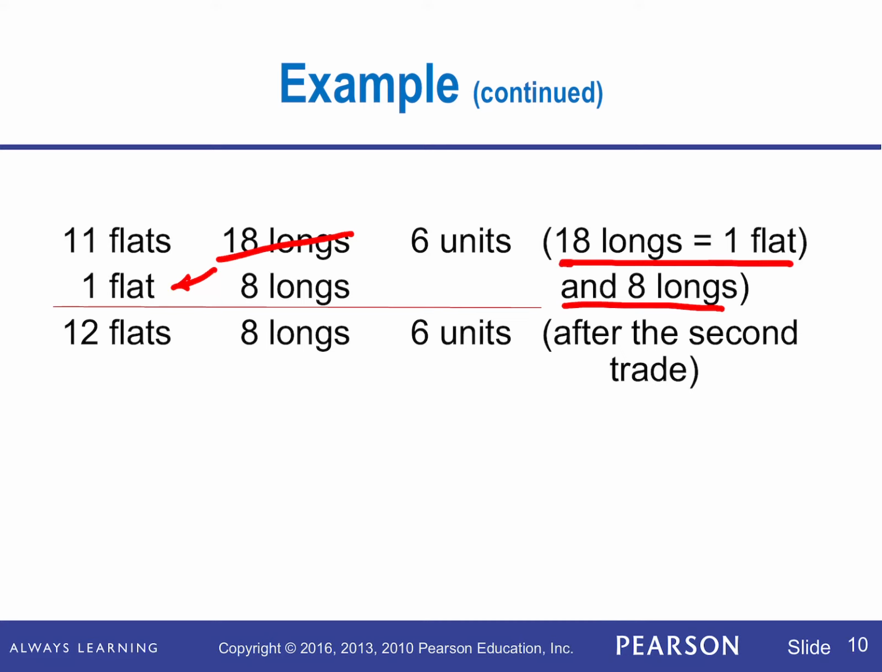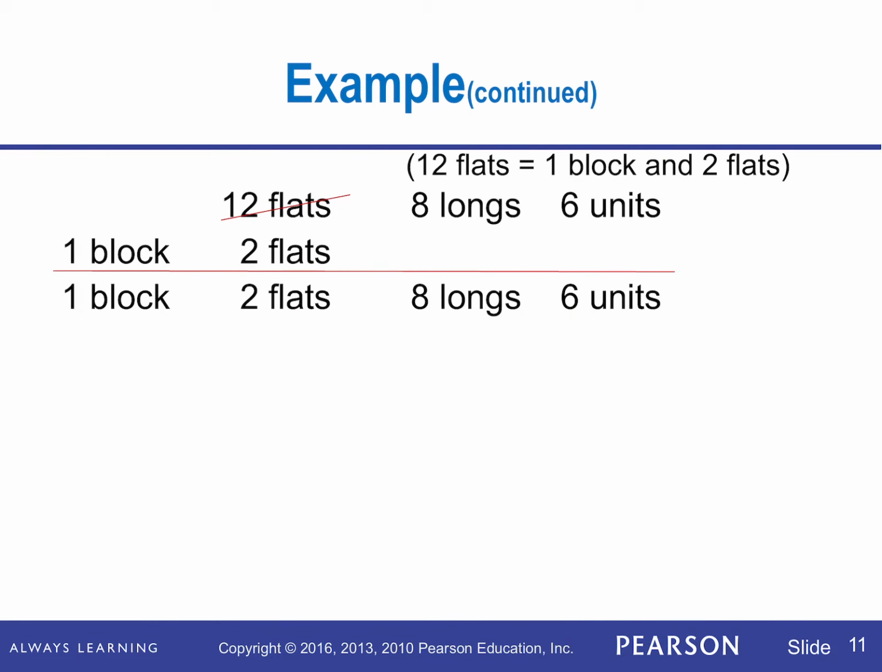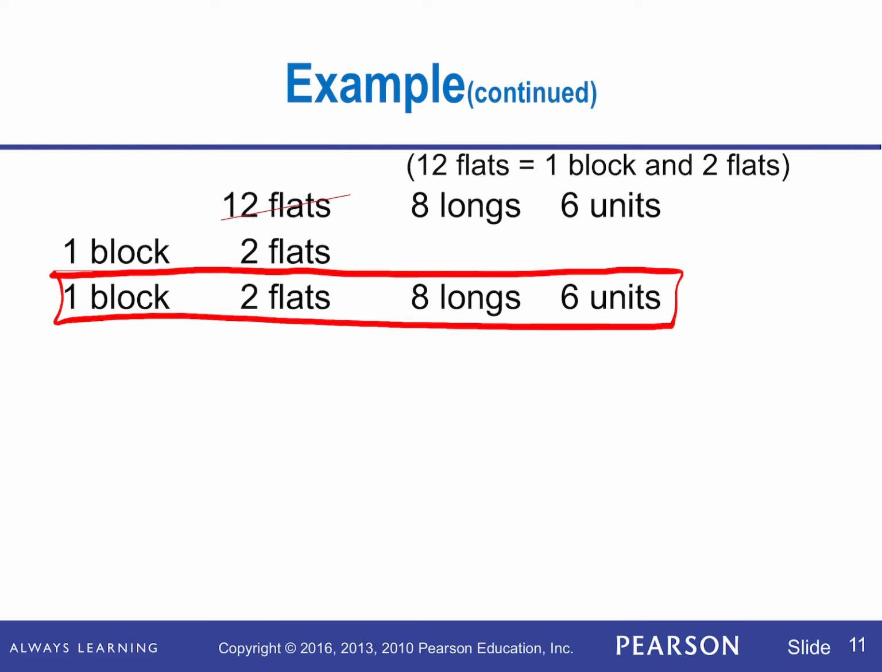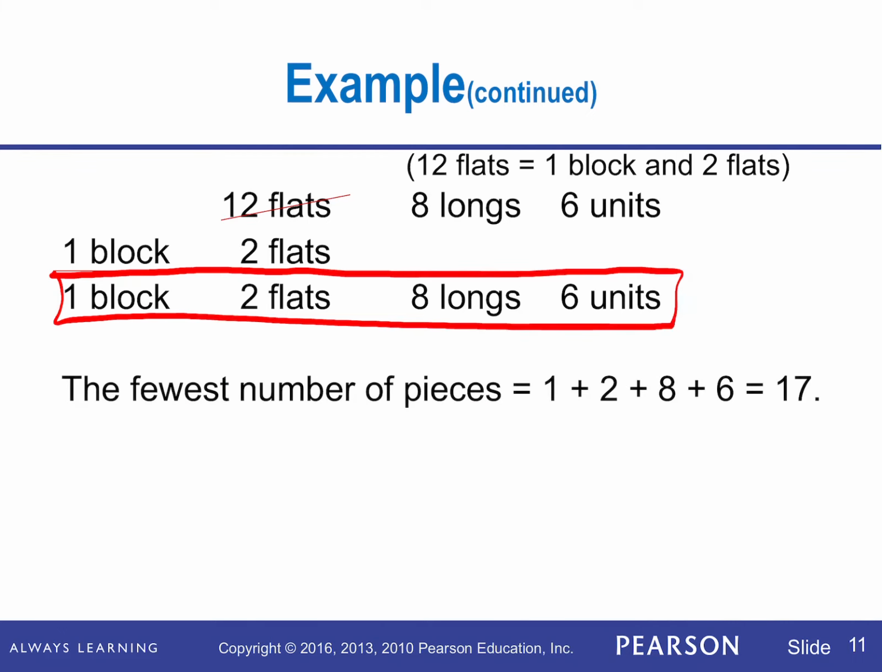All right, now I can't do anything more with the units or the longs, so we look at the flats. There are 12 flats. Again, anytime I get 10 of something, I'm going to glue it together and move up a figure. So here I have 12 flats. I can take 10 of those and glue them together to make a block. And so I'm going to have 1 block and 2 flats remaining. And so in the end, I have 1 block, 2 flats, 8 longs, and 6 units for a total of 17 pieces. So the fewest number of pieces I can use to represent the same amount that I started with is 17 pieces.